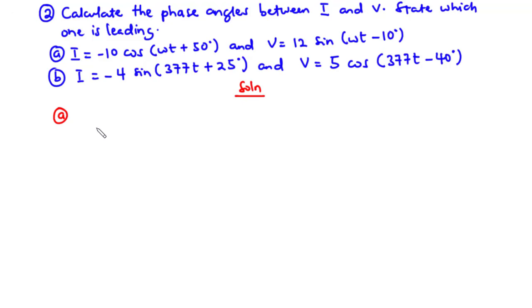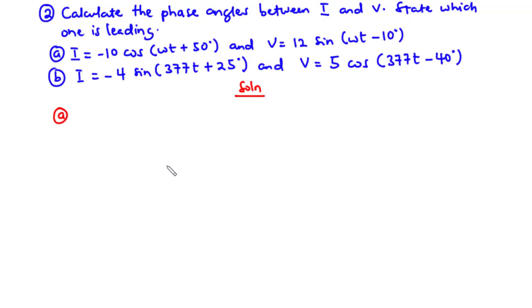Now for A, you realize that the two signals are of different forms. We have I to be a cosine signal, and then we have V to be a sine signal. Now because the two signals are not of the same form, it is very important that we convert one to the other. Now since we have a negative amplitude for I, it is better we convert I from its cosine form to the sine form.